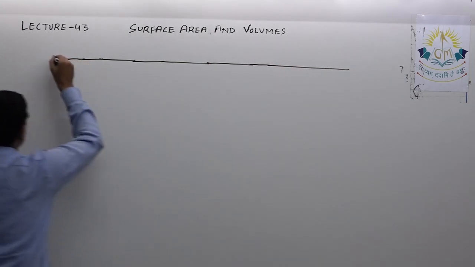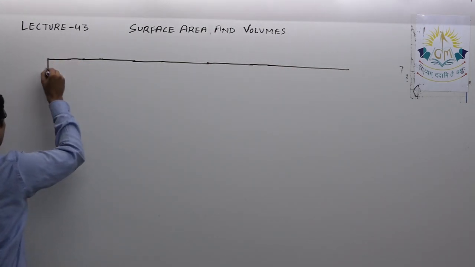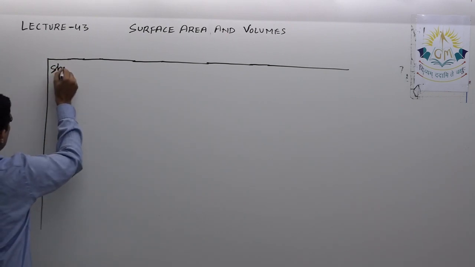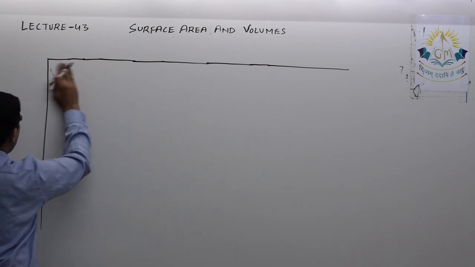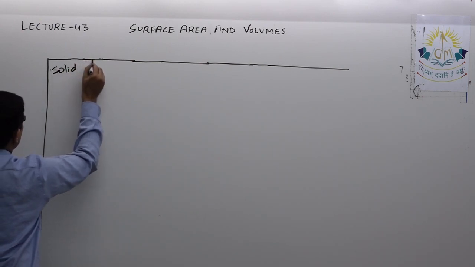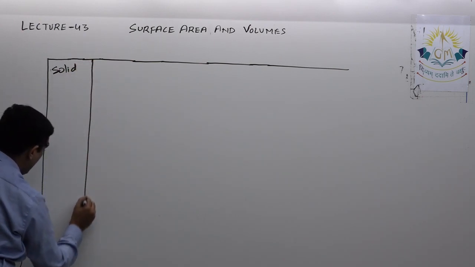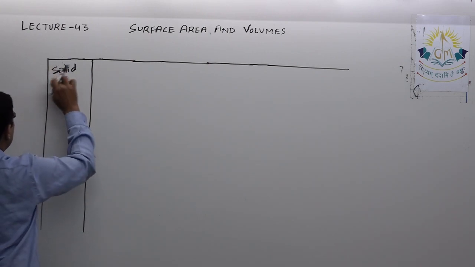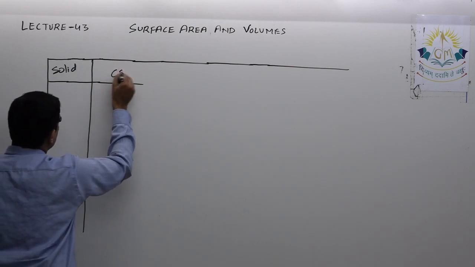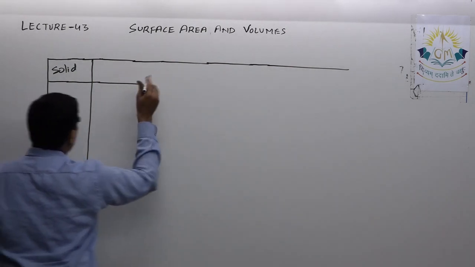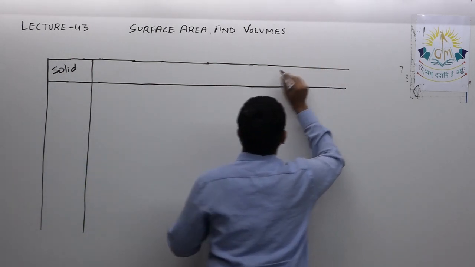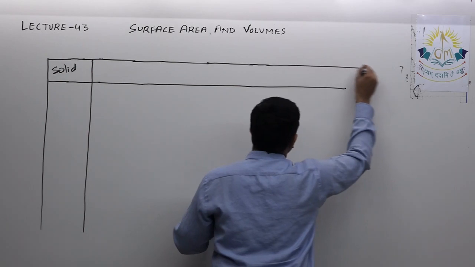Okay, so here I am writing the shape, or simply the solid. Then I write its curved surface area, that is CSA. Then I write its total surface area, that is TSA, and finally I write its volume.